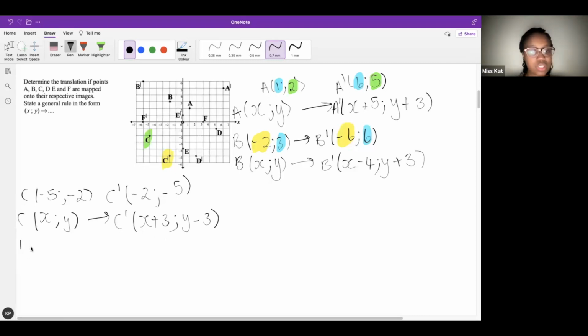Okay, let's do D. Coordinates for D. D is green. D prime is yellow. What are my coordinates for D? Thank you, Abu. Where's D? There. 5 and -1. And D prime.